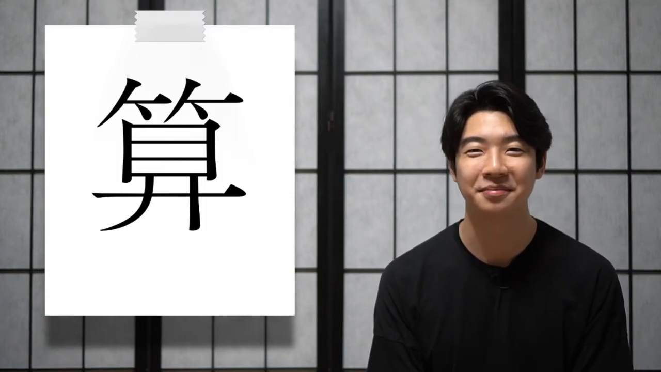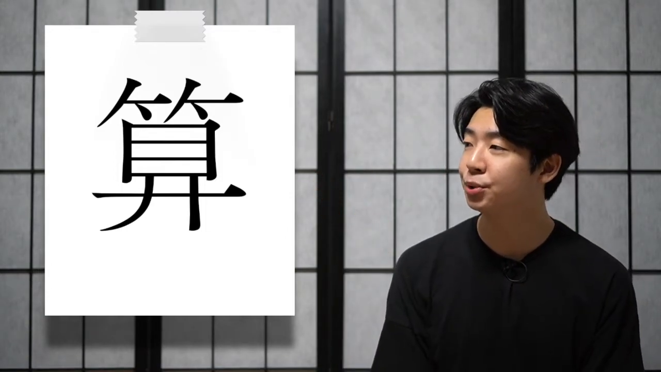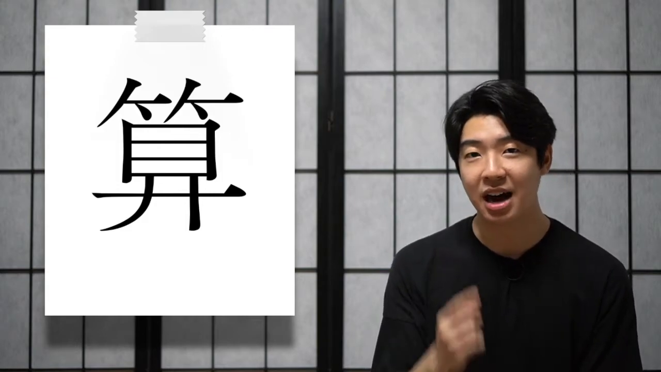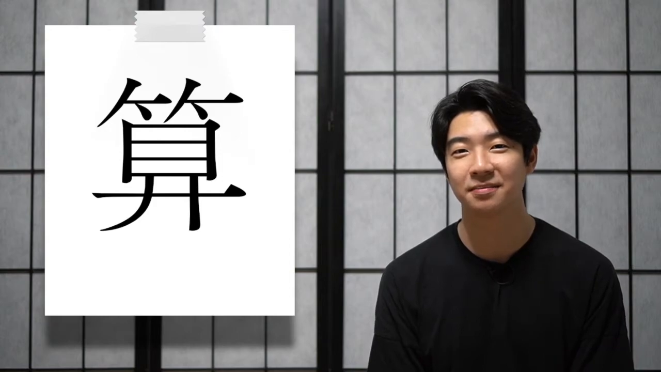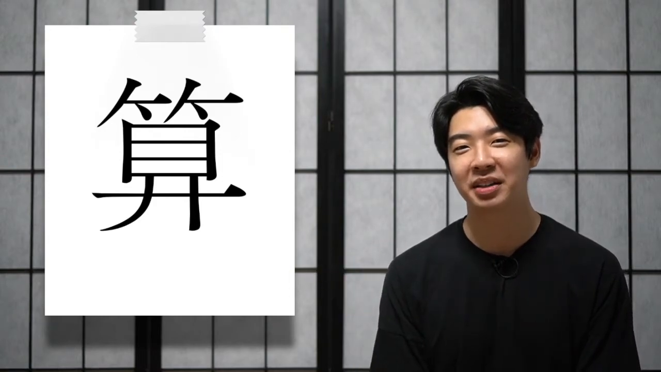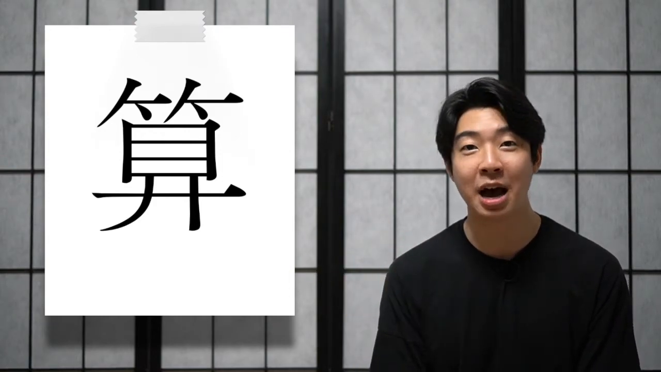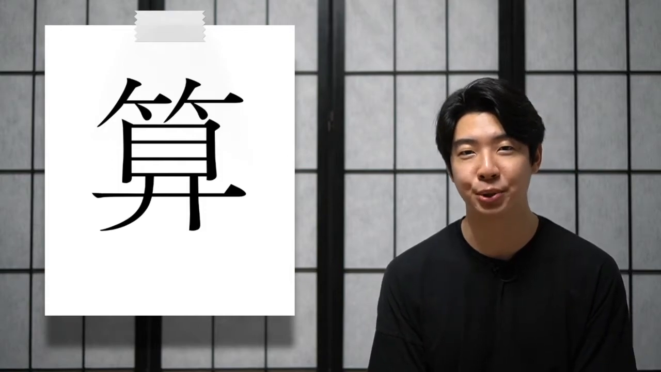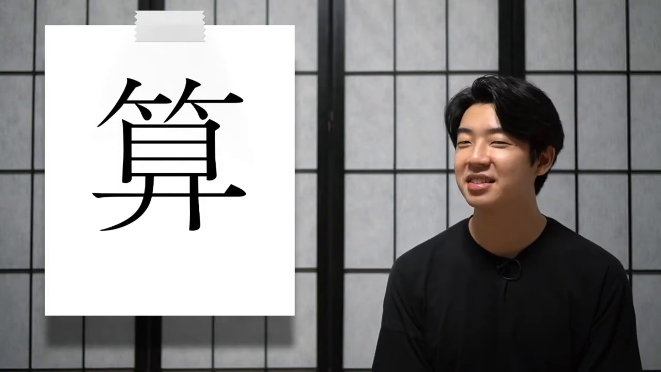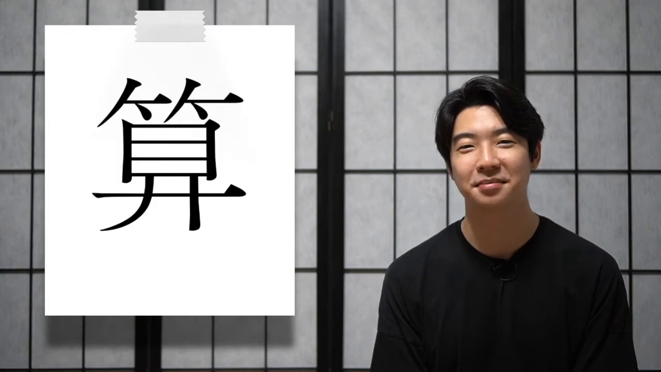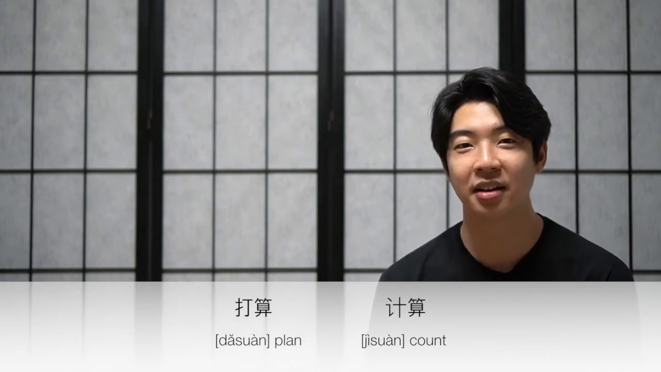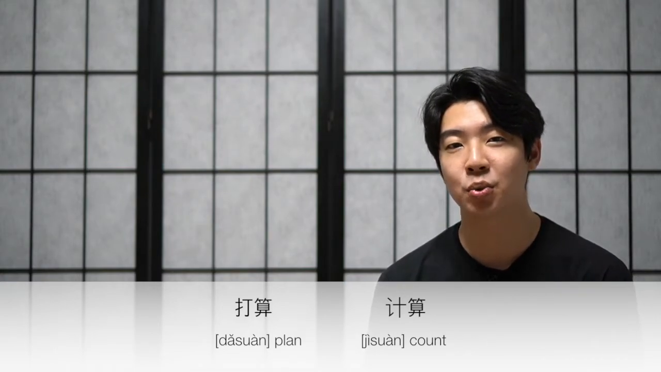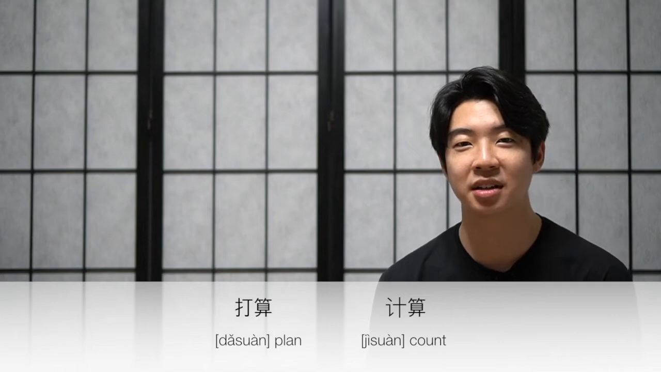Let's break it down. The top part means bamboo, the middle part means eye, and the bottom part is the two hands. This character is depicting someone flicking the beads of an abacus which was made with bamboo. This character means count. It is used in these words, 打算, which means plan, and 计算, which means count.